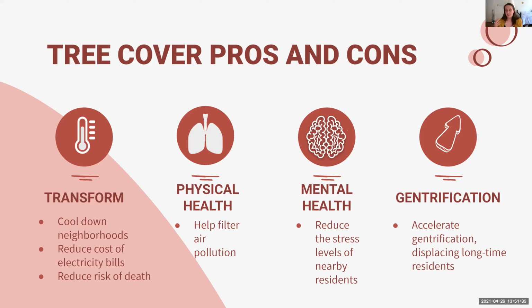And there are pros and cons to adding tree coverage. So trees can really transform a neighborhood. They cool down neighborhoods, which then reduces the cost of electricity bills and also reduces risk of death and health issues. It benefits physical health as it helps filter air pollution, and it also benefits mental health as it reduces the stress levels of nearby residents. However, the one con is that when you add in tree cover, there's a possibility of gentrification being accelerated, which then leads to long-term residents being displaced.